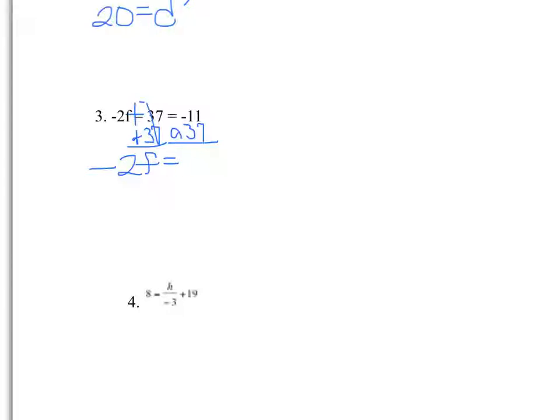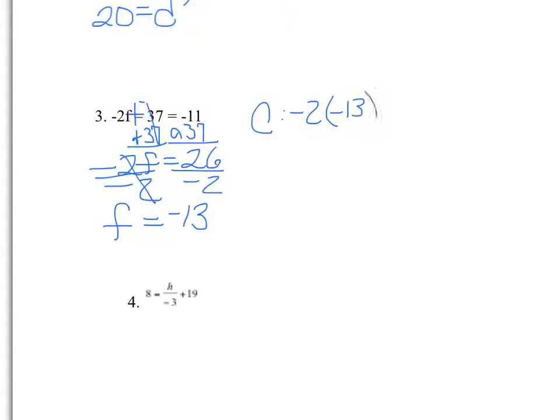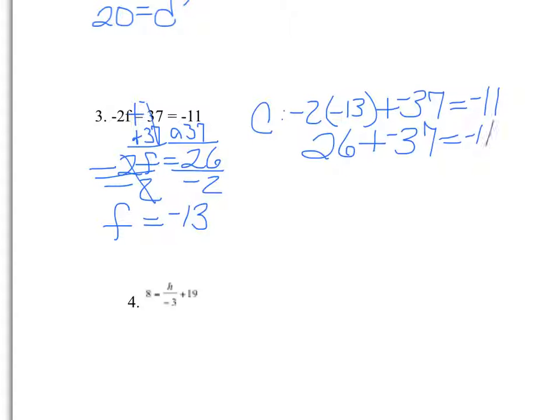I know my writing on this thing isn't always the best. So negative 2f equals positive 26. Divide by negative 2. Do not change the signs when you're multiplying or dividing. So f equals negative 13. And again, to check it, negative 2 times negative 13 plus negative 37 needs to give me negative 11. Two negatives gives me positive 26 plus negative 37 equaling negative 11. And negative 11 does equal negative 11, and my answer checks.